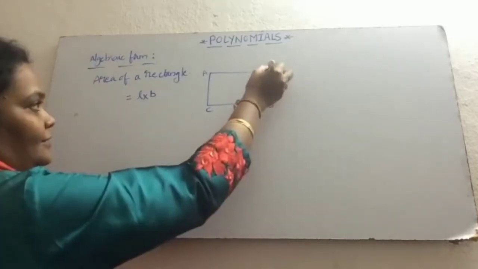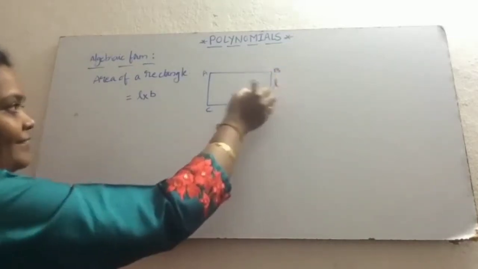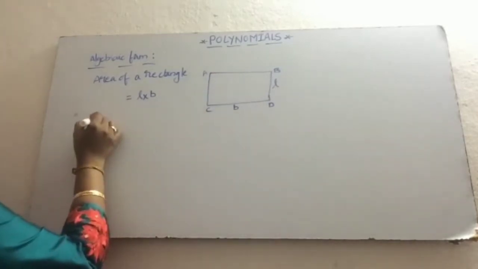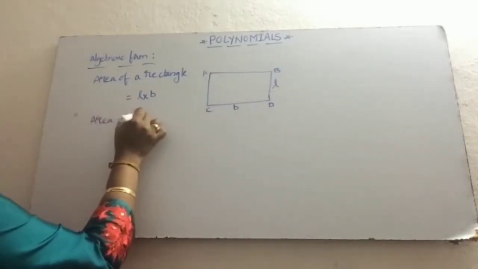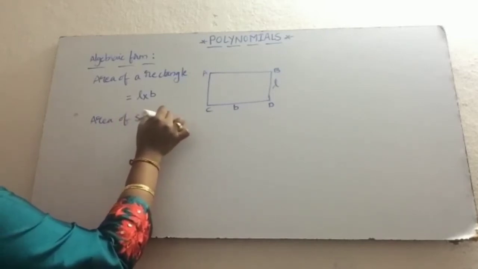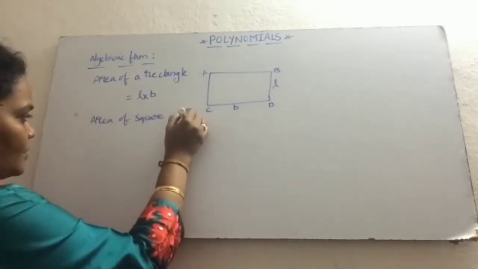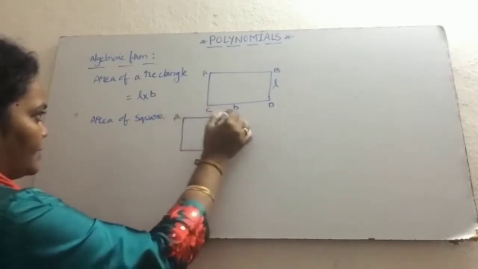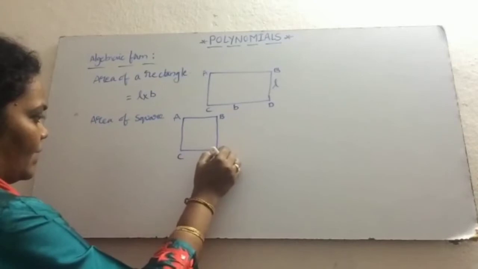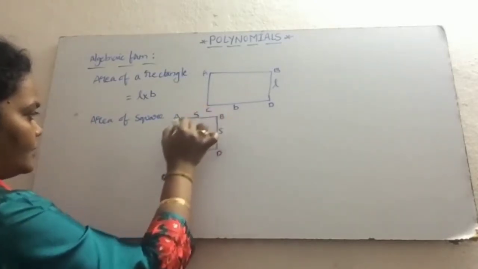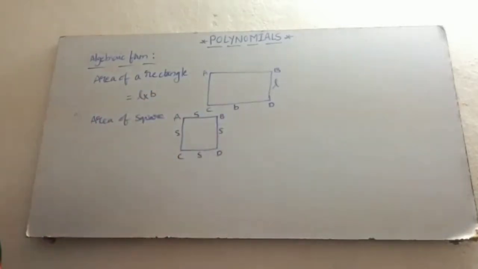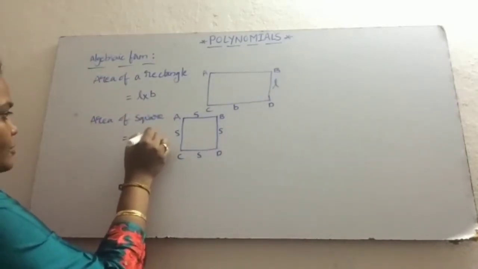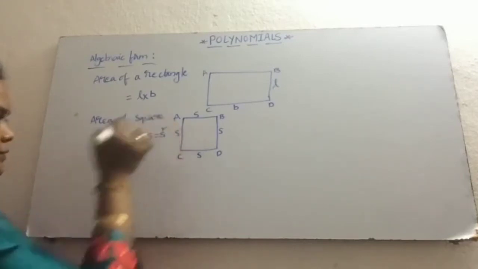Area of rectangle is length into breadth. And I will take the area of a square. If you take ABCD as a square and S is the side of that square, then the area of the square is equal to S into S, that means S square.